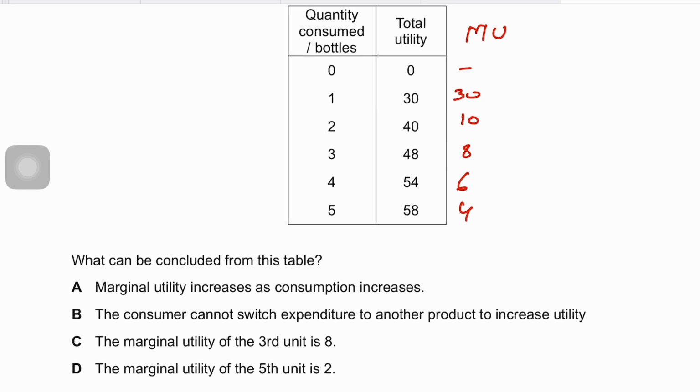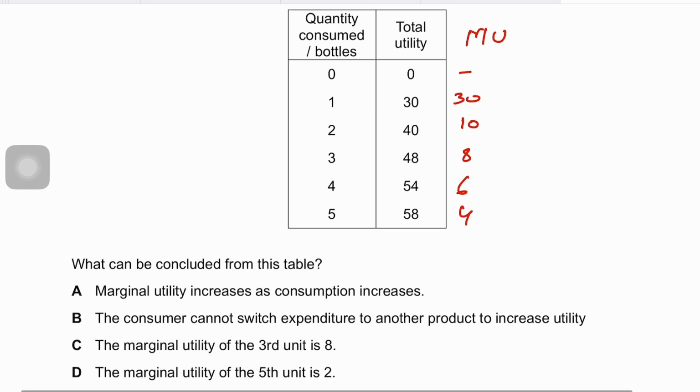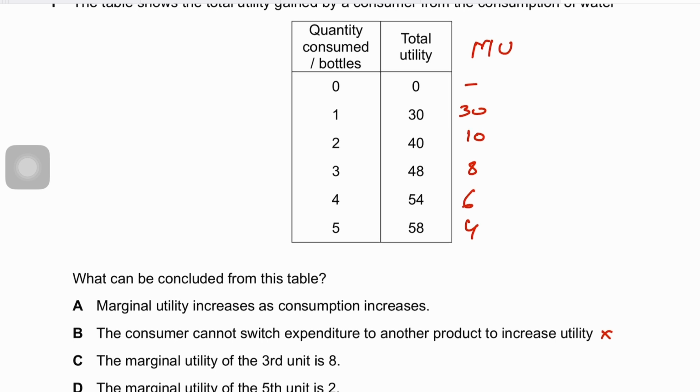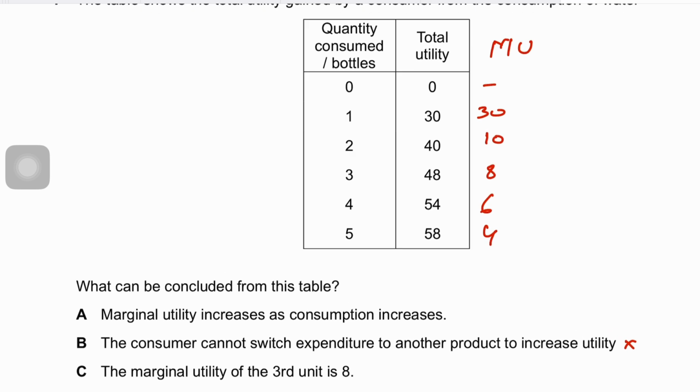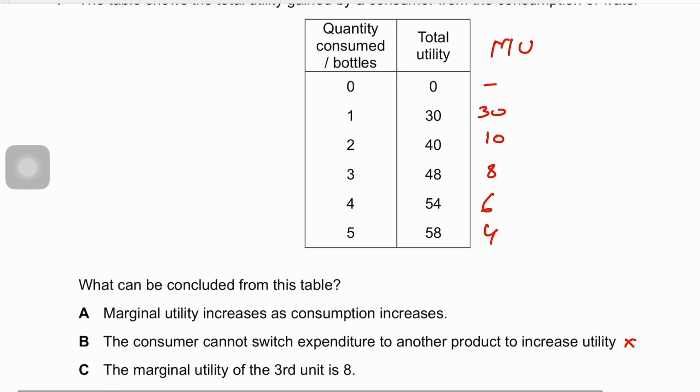Now, we can't really conclude this directly from the given data. It would require more information about other products and their utilities as well. So we can't mark this the correct answer because we have insufficient data. Option C says the marginal utility of the third unit is 8, and so it is correct. When we consume the third unit, the additional utility that we gain from consuming the third unit is 8. Right, and so that makes C the correct answer.